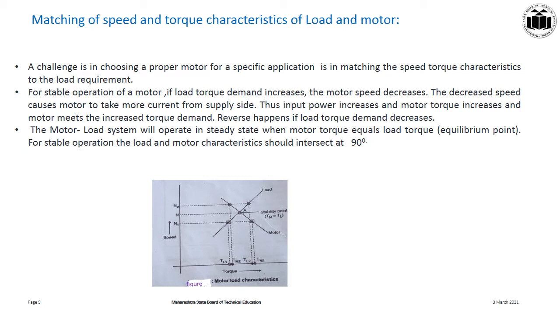So motor load system will operate in steady state only when motor torque equals the load torque. It is called the equilibrium point. In the diagram, it is shown that for the stable operation, load and motor characteristic should intersect at exactly 90 degrees. Only then both will be equal.